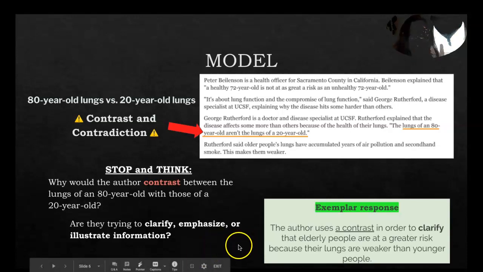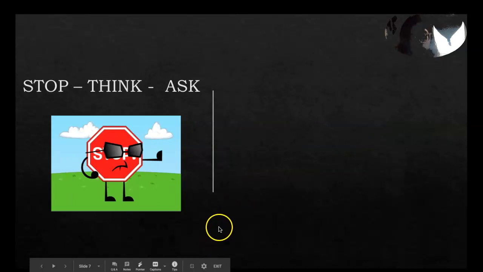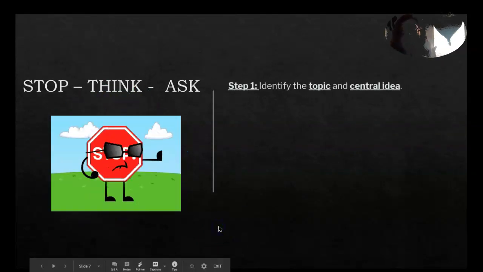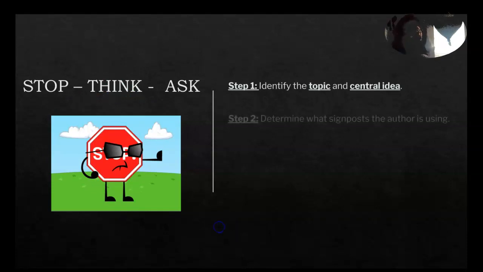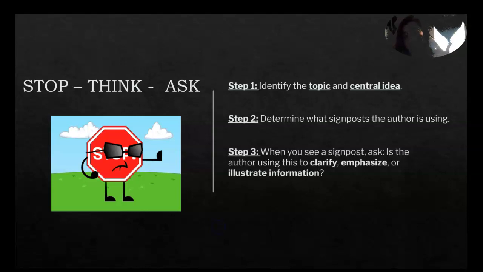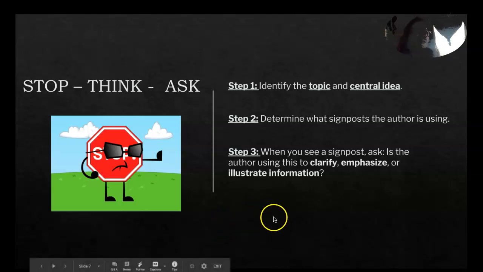So again, using these particular words right here, clarify, emphasize, or illustrate information, so that I may understand the purpose that the author is writing for. So again, Kipsters, you want to stop, think, and ask yourselves, first of all, identifying the topic and central idea. Then determine the signpost the author is using. When you see those nonfiction signposts, you ask yourself, is the author, with this nonfiction signpost, trying to clarify, emphasize, or illustrate information? And there you have it. Now you try.